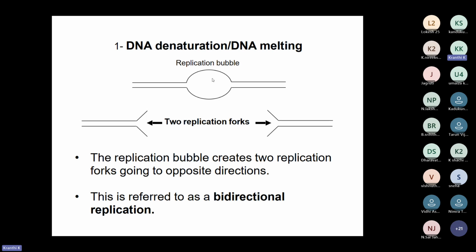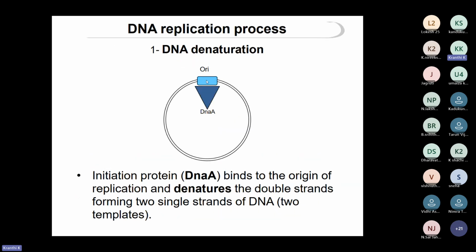The replication is happening not only in one direction; it is happening bidirectionally also, because this is a ring, right? See, it's a ring. When it started here, the replication will be happening here also and here also, bidirectional, right? Then it meets here. Okay, then it meets here. Okay, because these are two strands, right?